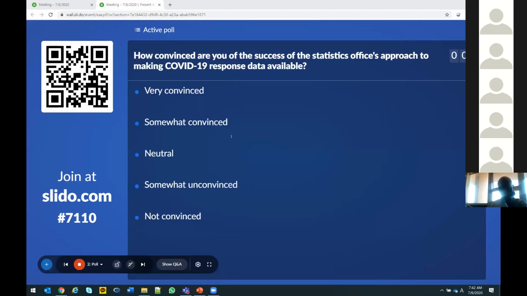So if you go to Slido, again, if you haven't joined Slido yet, you can either enter the Slido page for this webinar through the link shared on the chat, or you can go directly to slido.com and enter 7110 for the event number. So the question is, how convinced are you of the success of the Statistics Office's approach to making COVID-19 response data available?